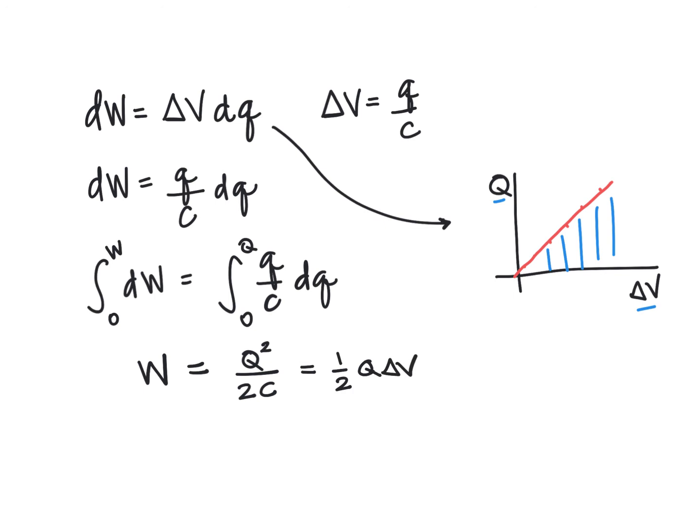And similarly, since Q would be equal to delta V times C, we could write this as 1/2 C delta V squared. The slope of the charge versus potential difference graph is equal to our capacitance. That is the capacity of our arrangement to hold charge and thus energy.